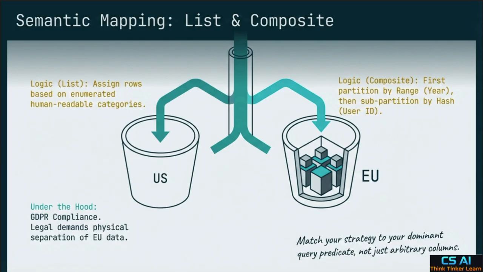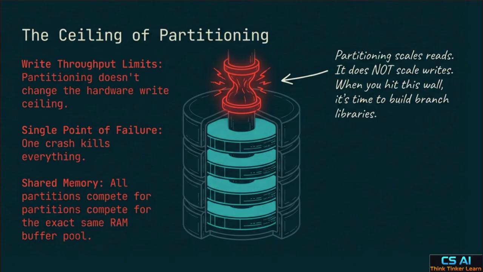Then there is semantic mapping. List partitioning lets you group by human readable categories, like separating US and EU data to handle GDPR compliance. You can even use composite partitioning, where you nest strategies like partitioning by year, then subpartitioning by user ID. The key is to match the strategy to your dominant query predicate, not just pick the column that looks nice.